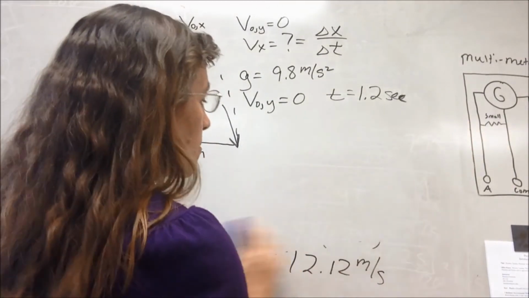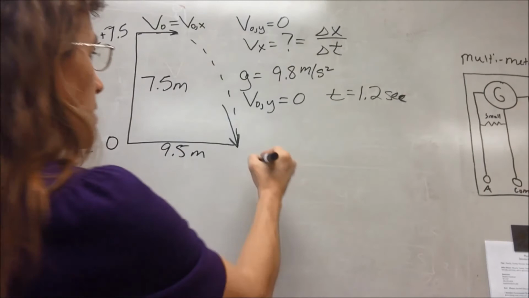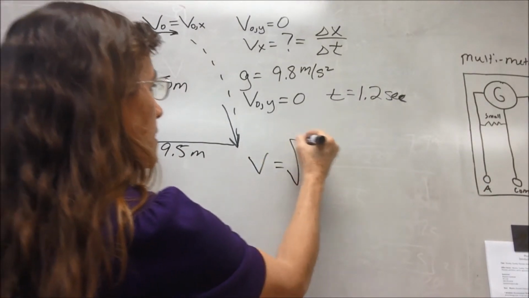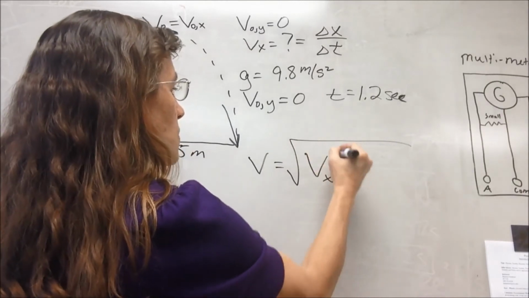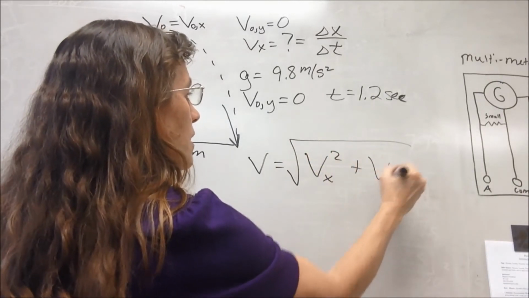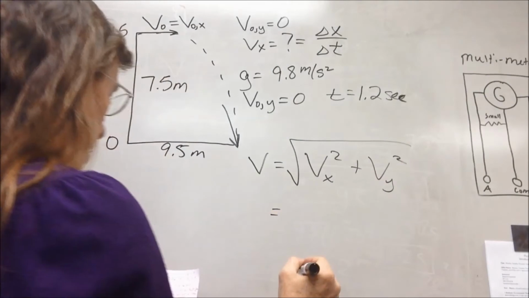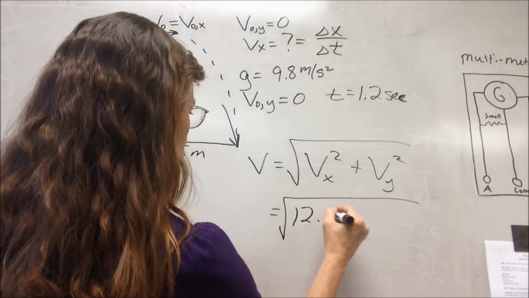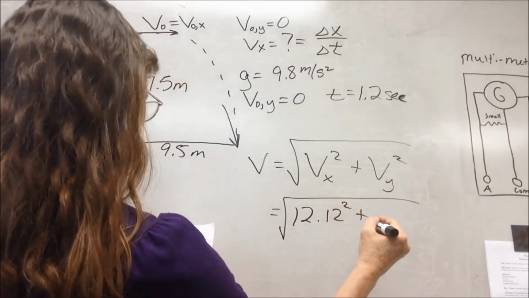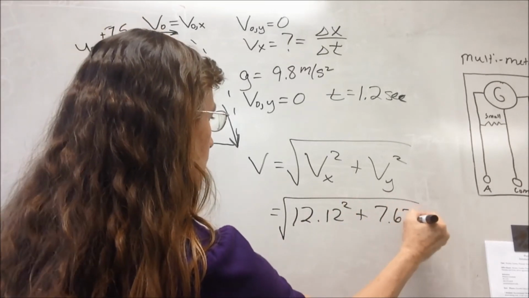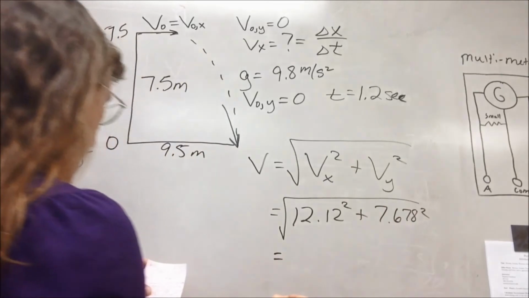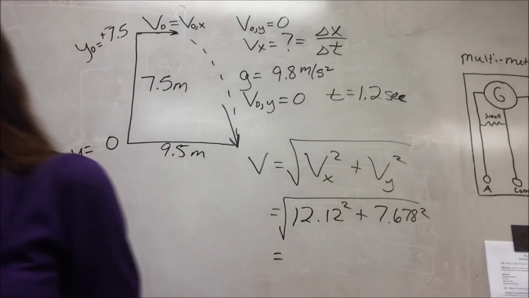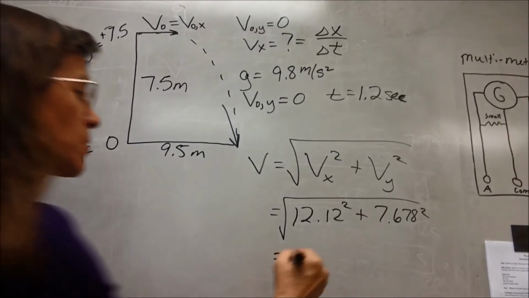So we can do the vector math on it exactly like I showed you guys before. Our final velocity is going to be the square root of the velocity in the x squared plus that final velocity in the y squared. We'll take the square root of that whole thing: 12.12 squared plus 7.678 squared. And the final velocity as that thing hits the ground is 14.34 meters per second.